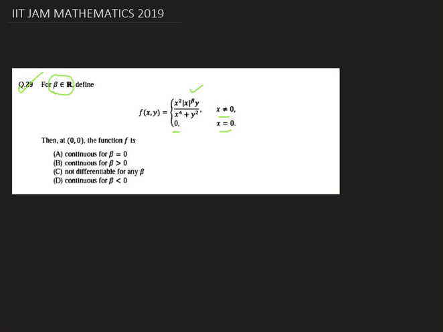Then at (0,0) the function is, we need to find the correct answer among these four given options: whether the function is continuous for beta equals 0, or continuous for beta greater than 0, or not differentiable for any beta, or continuous for beta less than 0. So let's start the solution.